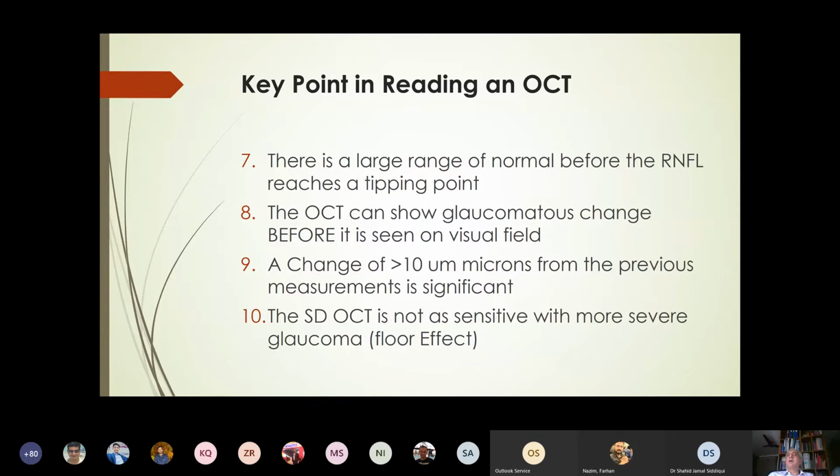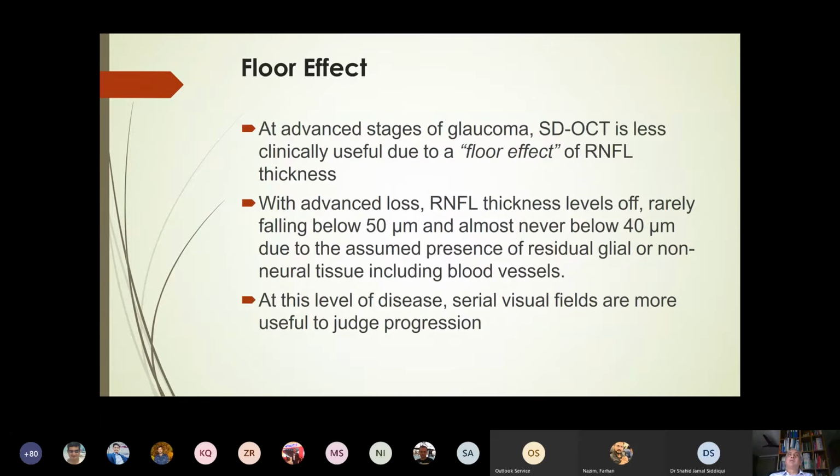We think that if the patient has got a cup disc ratio of 0.9, the OCT is the best. OCT is actually not the best. It gives you that floor effect. In advanced stages of glaucoma, SD-OCT is less clinically useful due to a floor effect. With advanced disease, the RNFL thickness levels off, rarely falling below 50 microns and almost never below 40 microns due to the assumed presence of residual glial or non-neural tissue, including blood vessels. At this level of disease, serial visual fields are more useful to judge the progression.